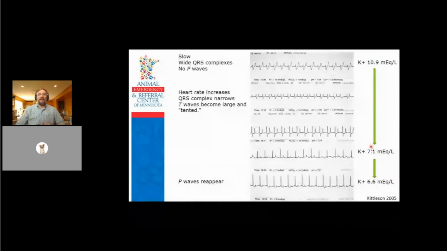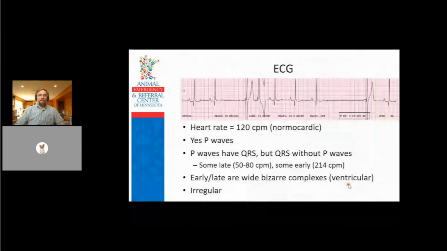This is just a nice example of a cat who was blocked with a potassium of 11 when it came in. And over time as they treat, you can see how the complexes get more narrow, the T waves start to get more tented, and then eventually they get more narrow, and finally P waves again as it reappears.